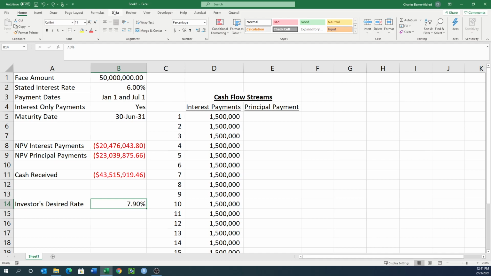How much cash do you think you'd get? If you think it through, you should have a pretty good intuition that you should get $50 million, because the stated rate is 6%, investors want 6%, so they're going to give me the $50 million.